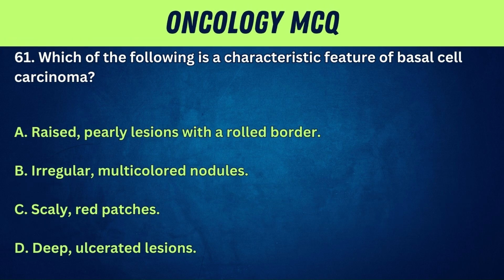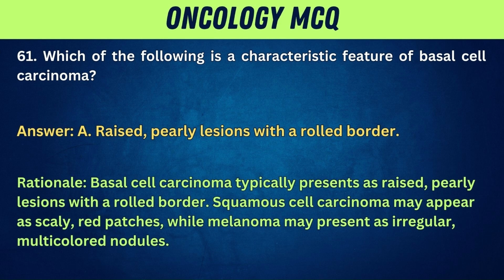61. Which of the following is a characteristic feature of basal cell carcinoma? A. Raised, pearly lesions with a rolled border. B. Irregular, multicolored nodules. C. Scaly, red patches. D. Deep, ulcerated lesions. Answer: A. Raised, pearly lesions with a rolled border. Rationale: basal cell carcinoma typically presents as raised, pearly lesions with a rolled border. Squamous cell carcinoma may appear as scaly, red patches, while melanoma may present as irregular, multicolored nodules.